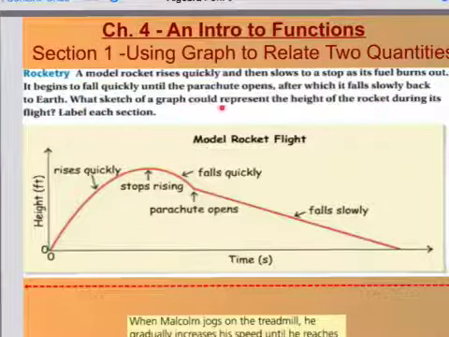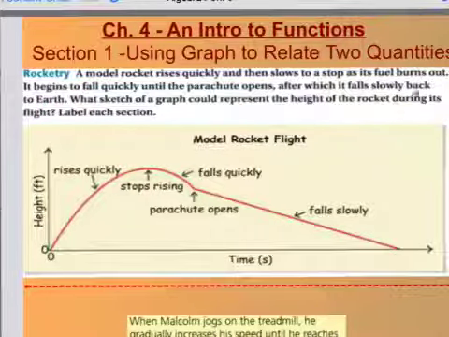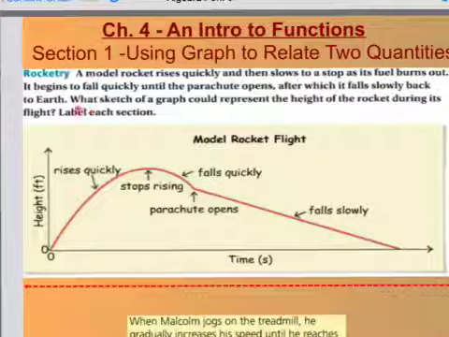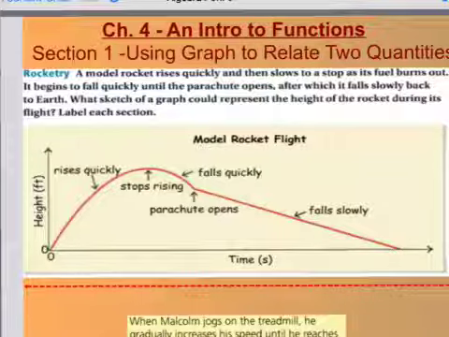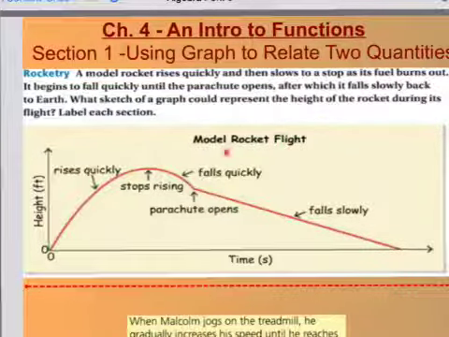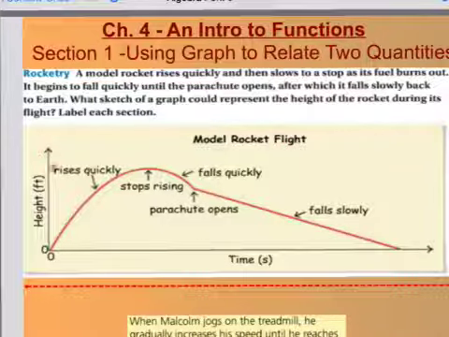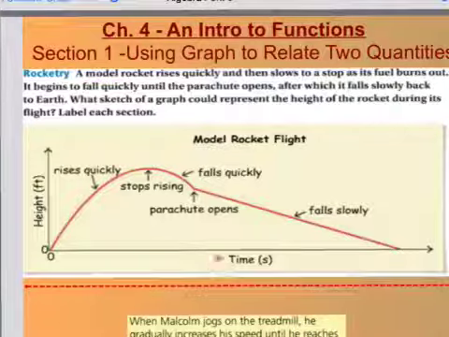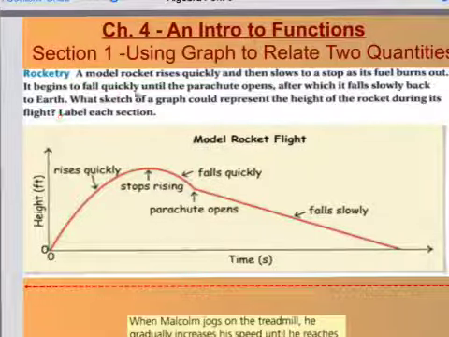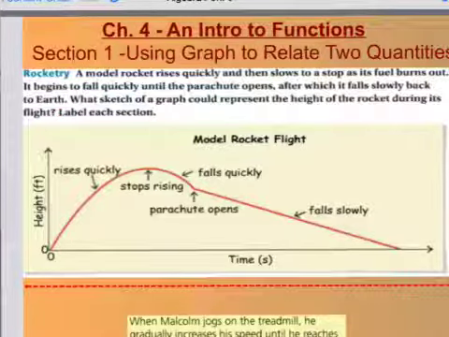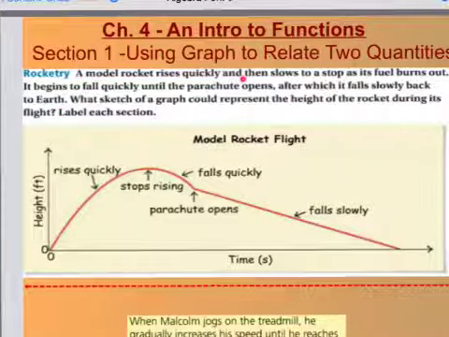They want a sketch of a graph that can represent the height of the rocket during its flight, and we have to label each section. So looking at the graph, we need to have a title. We need to have our axes with arrows at the ends. We need to label those axes, and then we need to graph. And it's saying label each section so you can get an idea of what the graph is representing. So the rocket rises quickly.